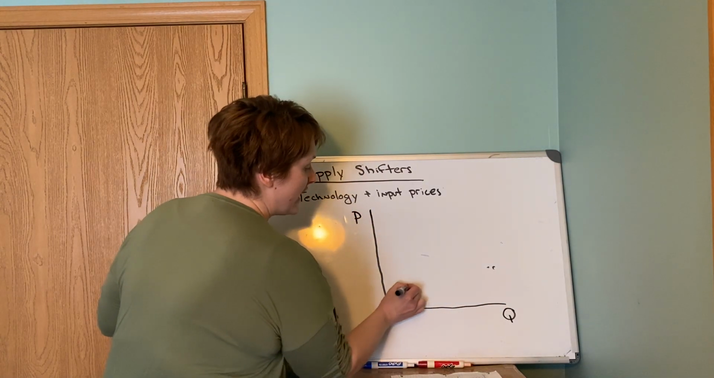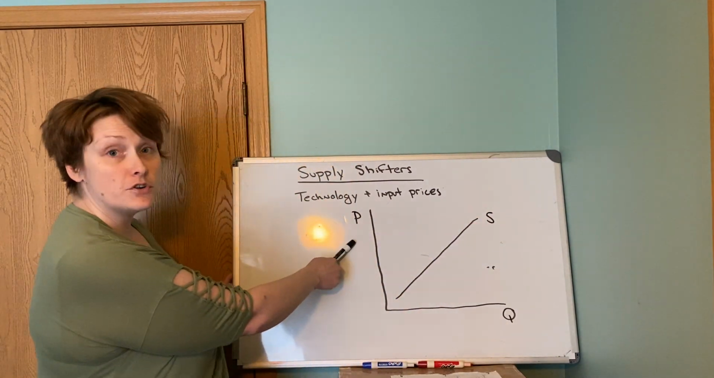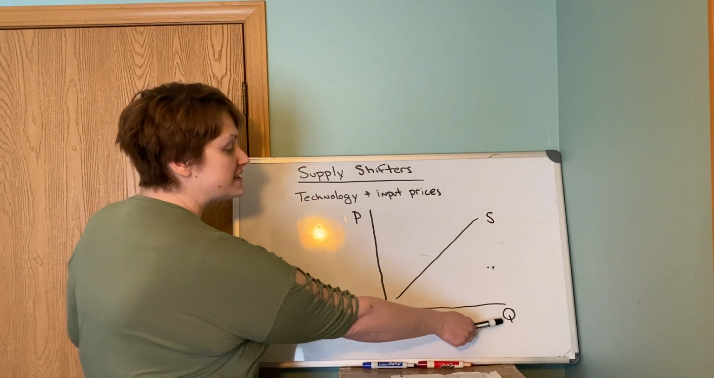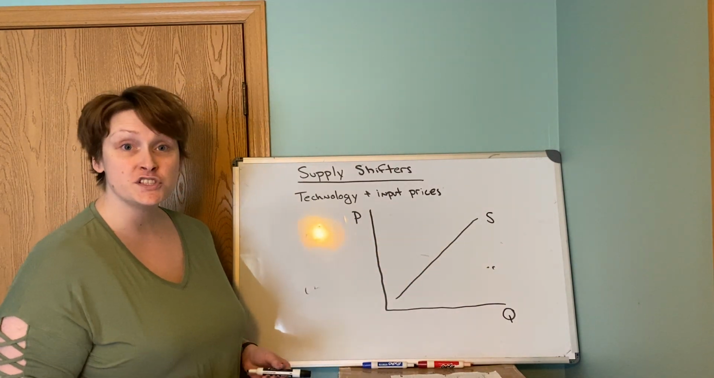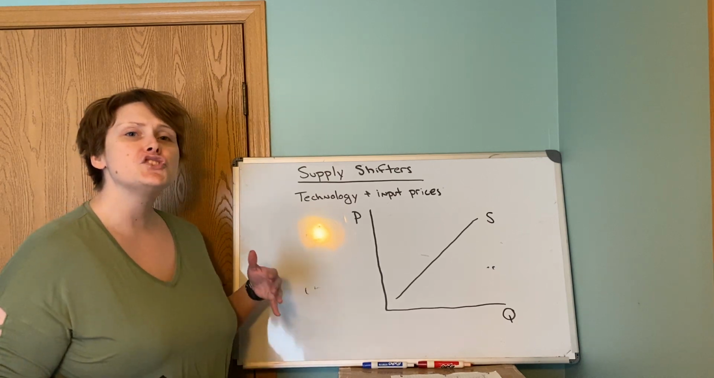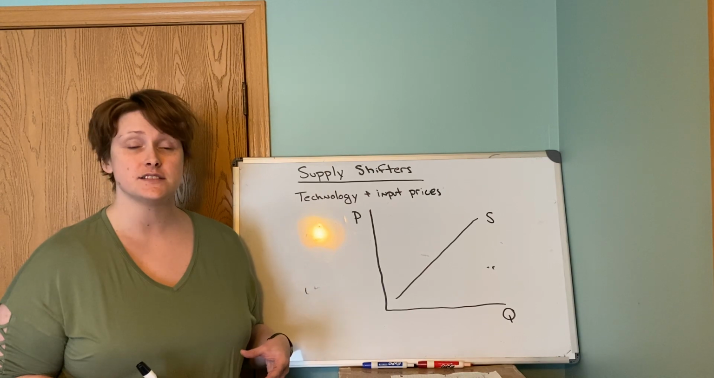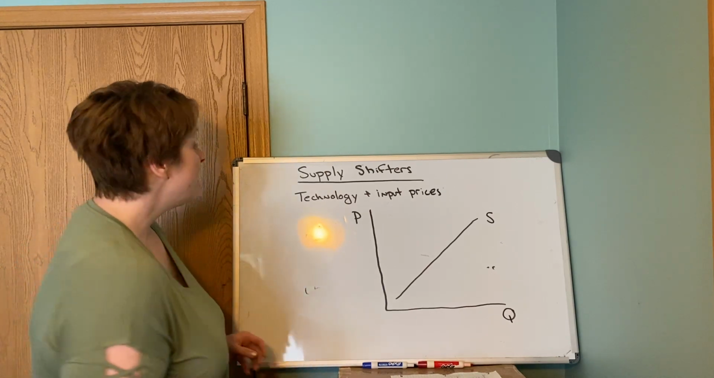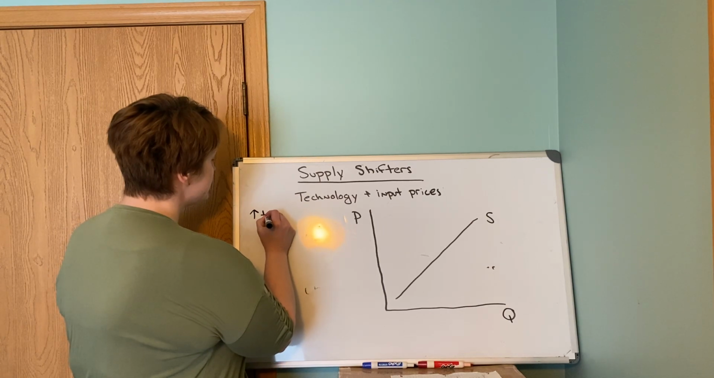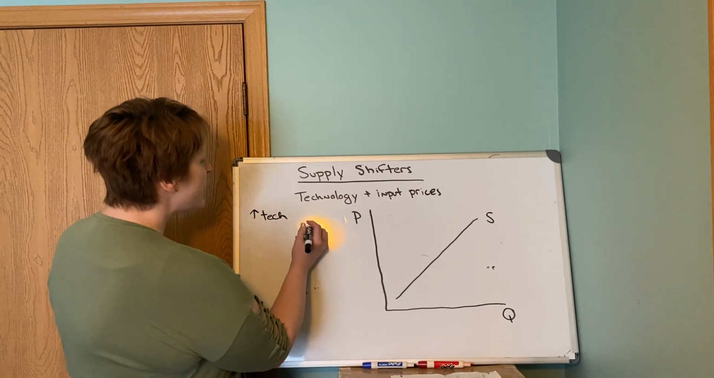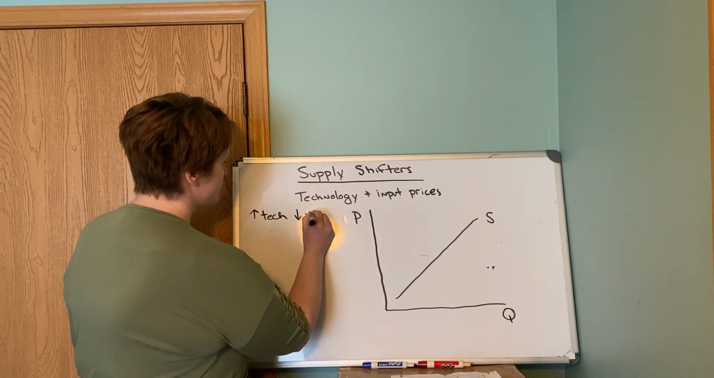When we make our supply curve, again, we always want to make sure that we have price on the vertical axis, quantity on the horizontal, and that our supply curve is upward sloping. So there's a relationship between technology and input prices. Typically what we see is as technology improves, so an increase in tech, what we end up seeing is a decrease in our input prices.